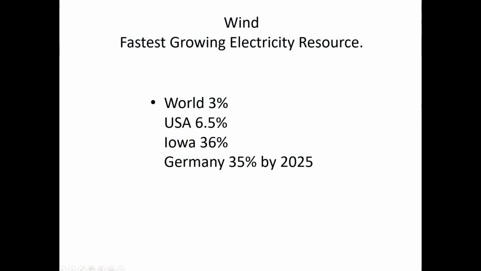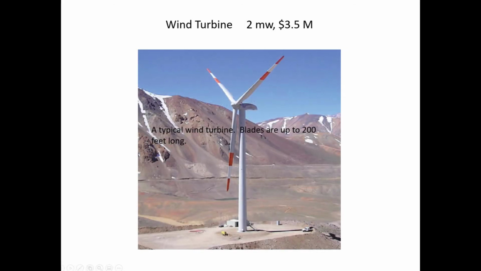Wind is the fastest growing resource for electricity. Note that Iowa receives 36% of their power from wind. In the U.S., we get 6.5% from the wind. Typical wind turbine blades are up to 200 feet long, compared to a semi-truck that is 53 feet long. A large wind turbine will generate 2 megawatts of power and cost about $3.5 million.